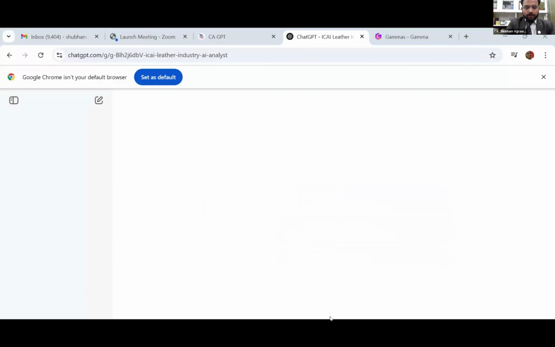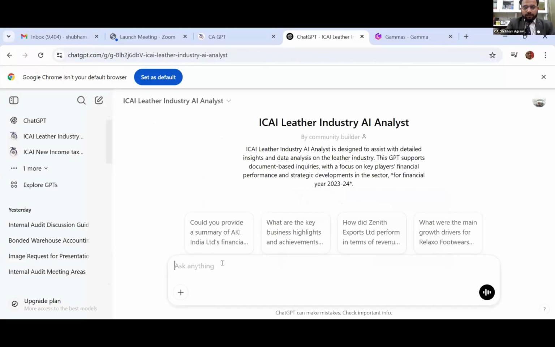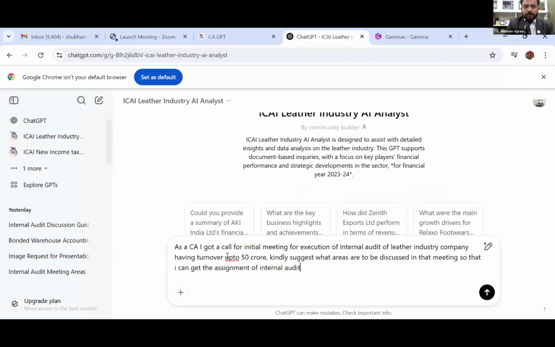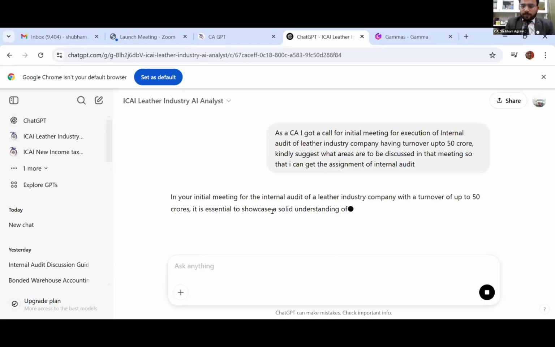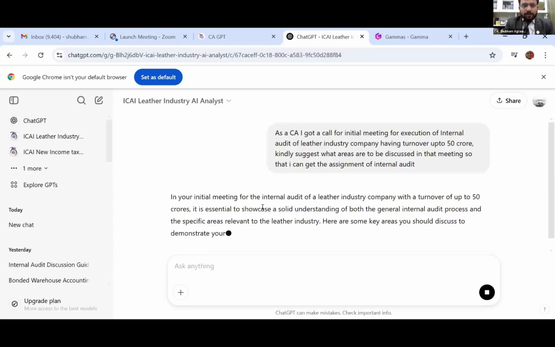So we have to write the prompt properly so that we can get the desired result accordingly. First, I will explain it. As a CA, I got a call for an initial meeting of execution. To see the beauty of the CA GPT, it provides the solution properly.